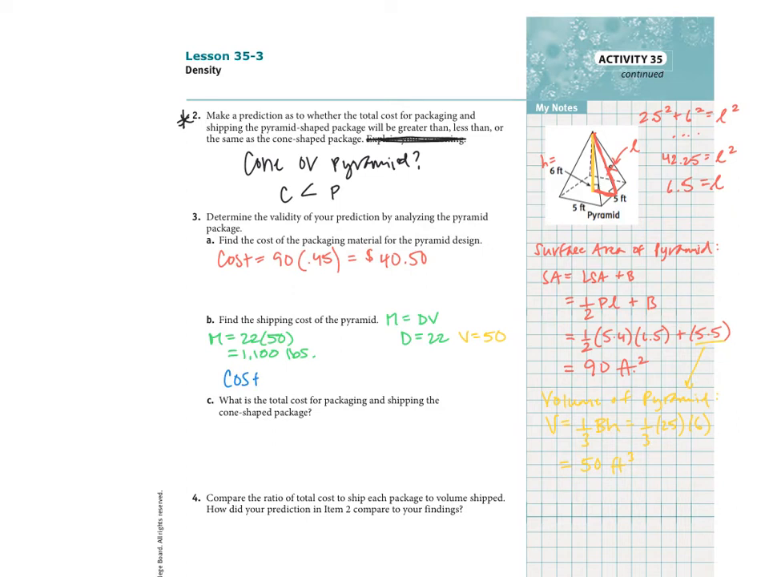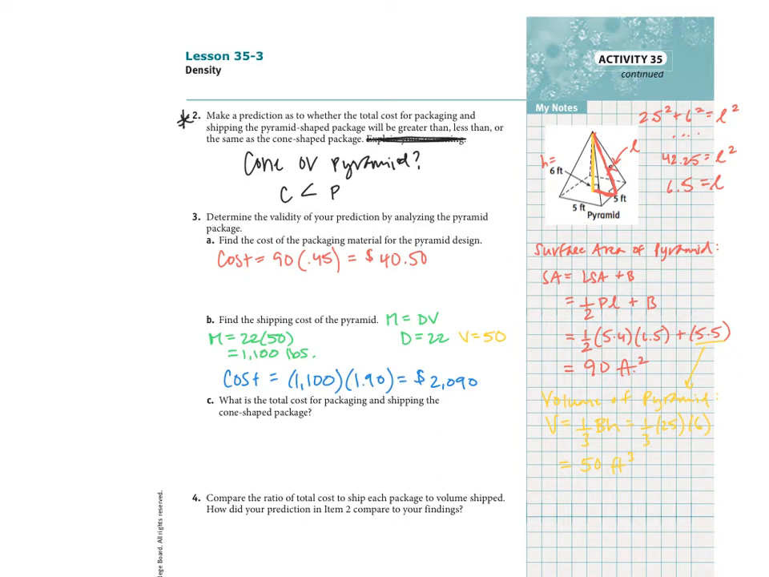A couple colors in this problem. All right, so we have the 1,100 pounds, and we're multiplying it by how much it costs per pound. This was from the initial directions. It was $1.90 per pound. So when we end up doing that math, we get $2,090. So that's the shipping cost for the pyramid.